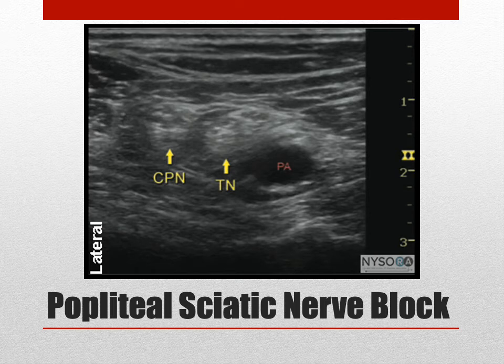Here is the sonoanatomy of the popliteal fossa at the point where the sciatic nerve branches into the common peroneal nerve and the tibial nerve.